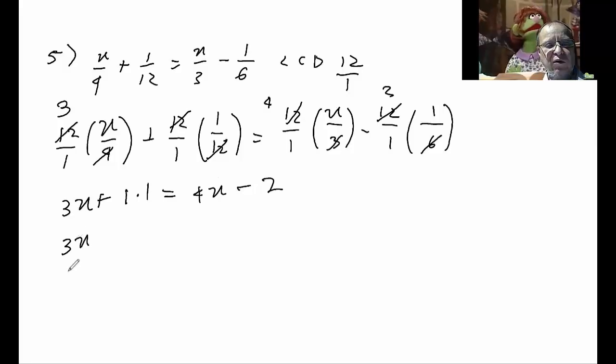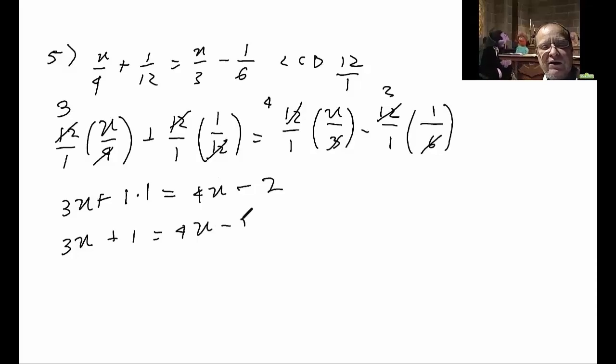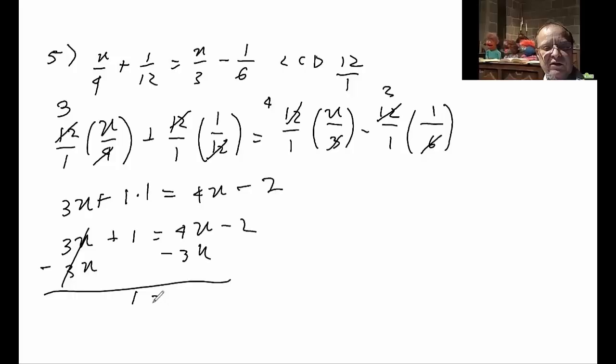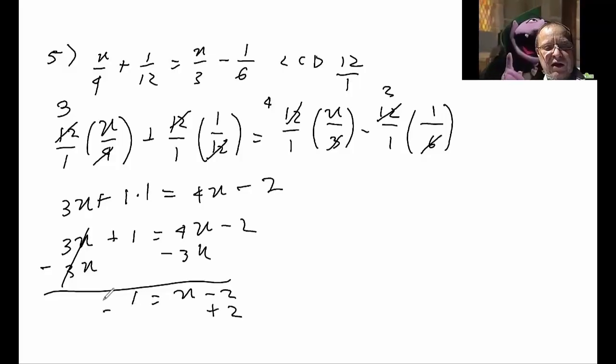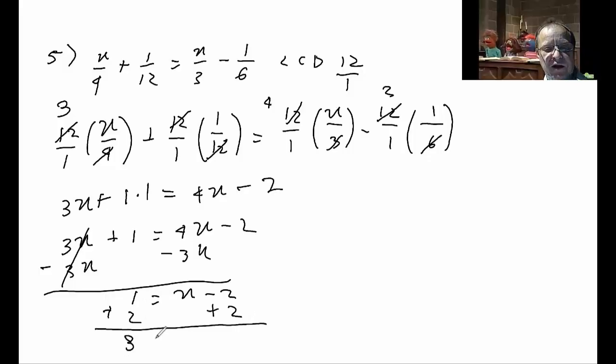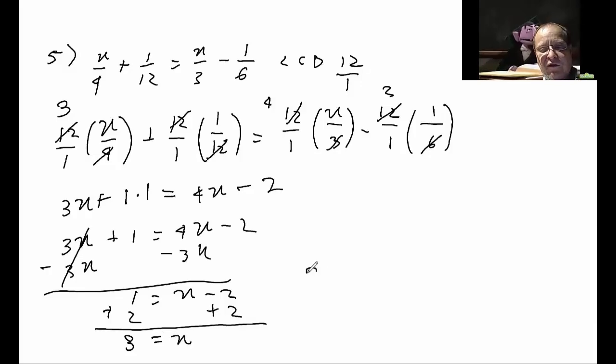So I end up with 3u plus 1 is equal to 4u minus 2. So what I'll do is I'll go minus 3u, minus 3u. So that will give me 1 is equal to u minus 2, and then plus 2, and then plus 2. And 1 plus 2 is 3, and u. So my final answer is u is equal to 3.